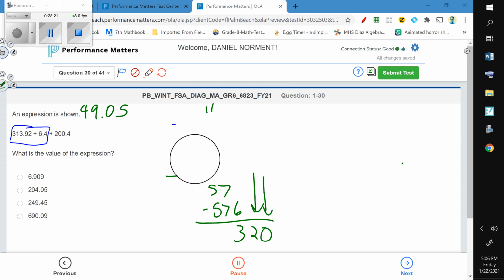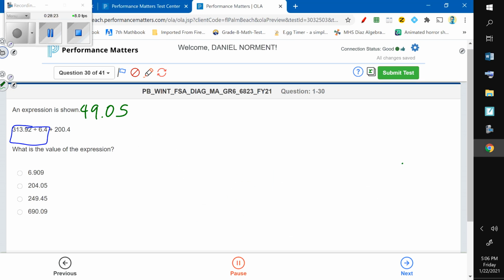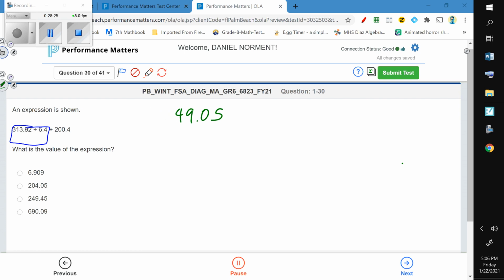But I'm still not done. God, this is a lot. This is one that you should mark and do at the end if you have time, because it's taking a lot of time. Now, if you add 200.4 like this, you just missed it, because you have to line the decimals up just like that. So now we can add 5, 4, 9, 4, 2, decimal. That's your answer, 249.45. Boom, the end.